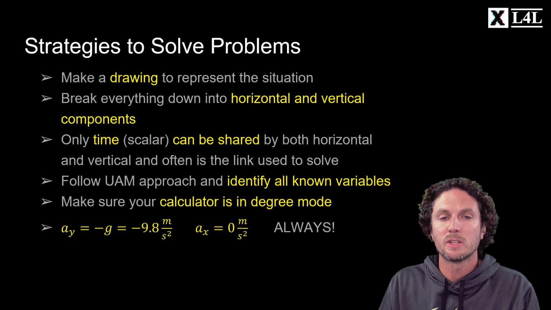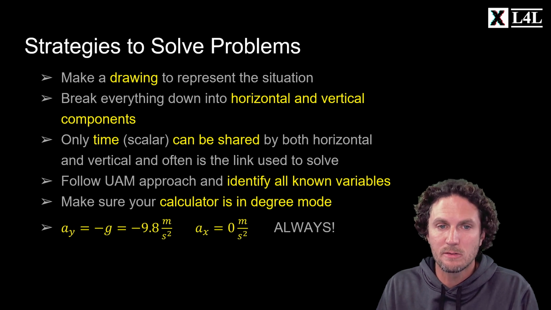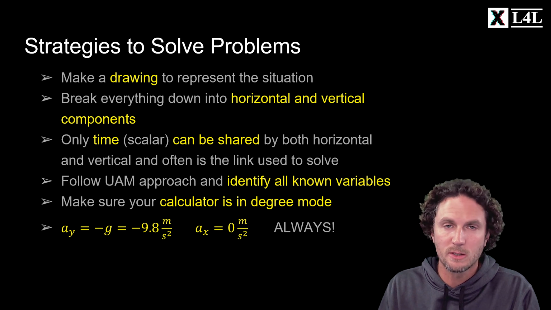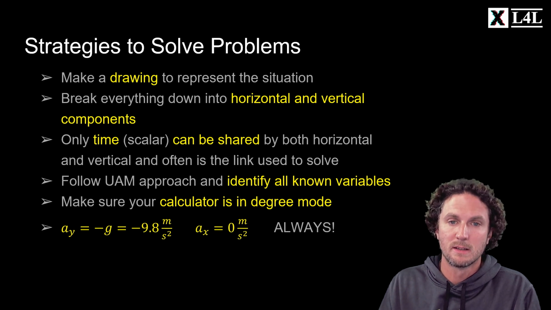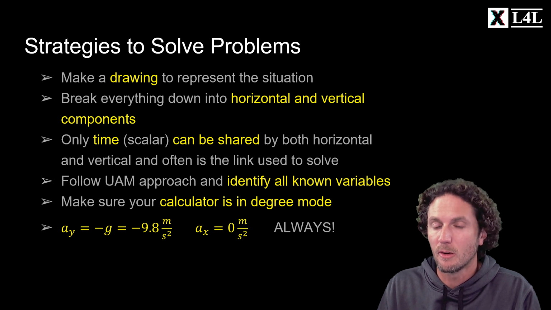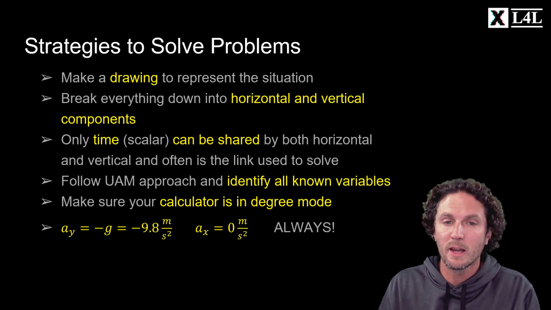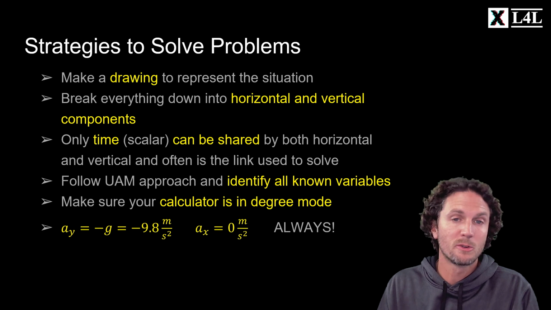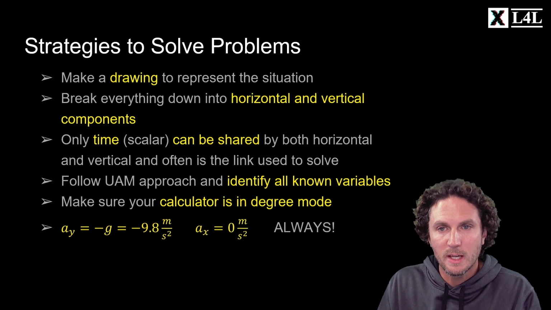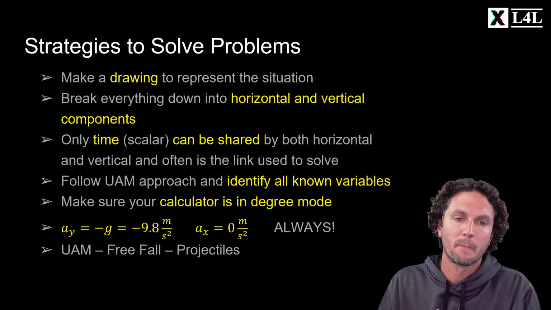The acceleration in the vertical is going to be negative g, or negative 9.8 meters per second squared, and the horizontal acceleration is 0 meters per second squared. It's constant horizontal velocity, always. These things are absolutes. Because we're in free fall conditions and we are ignoring air resistance, these are two of the variables that you can write in even before you read the problem. So make sure you don't forget to include them and keep track of them.